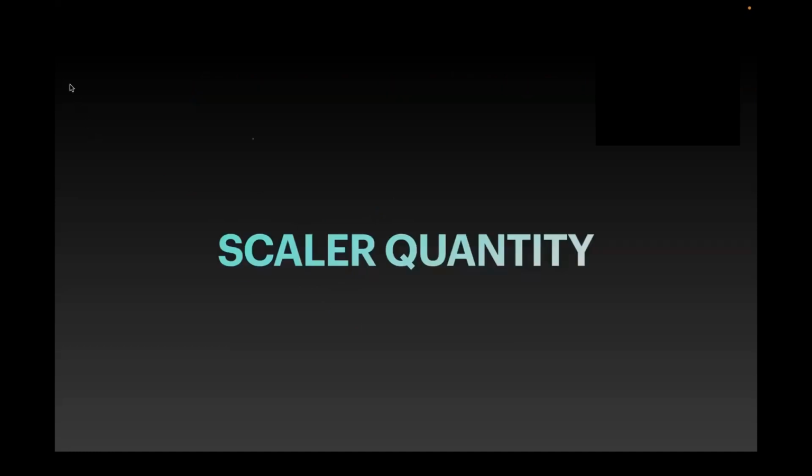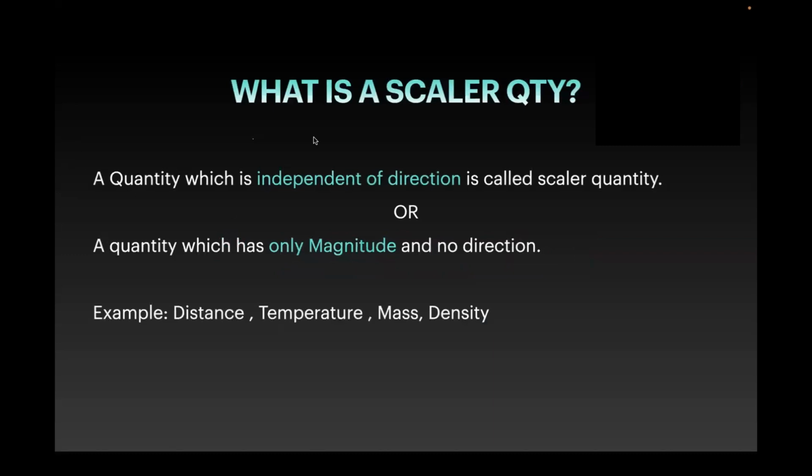First, we learn about scalar quantity. What is scalar quantity? Let us see. It is a quantity which is independent of direction, or a quantity which has only magnitude and no direction. This is called scalar quantity. Let us see an example. Distance, temperature, mass, density. I will tell only the magnitude, but it has no specific direction. You need not tell any direction. That is called scalar quantity.